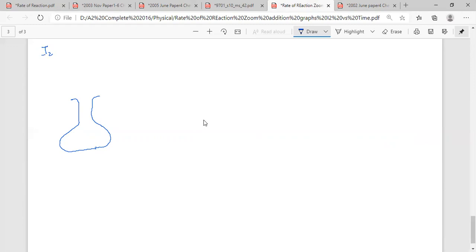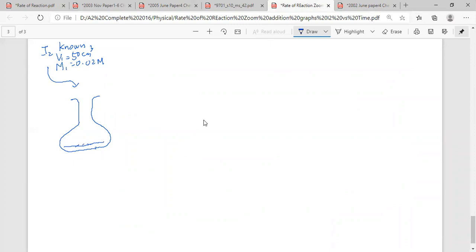I want to put a fixed, known volume. Volume of iodine is equal to 50 cm cubed. Follow me, okay? I also know the concentration because I prepared it. It is 0.02 mole per dm cubed, molar. So I put that inside first, and this is the volume here.